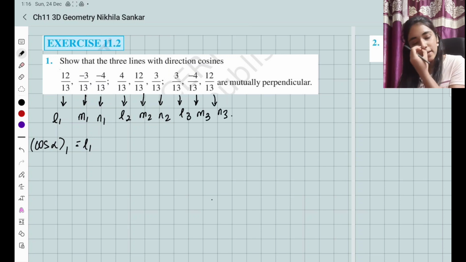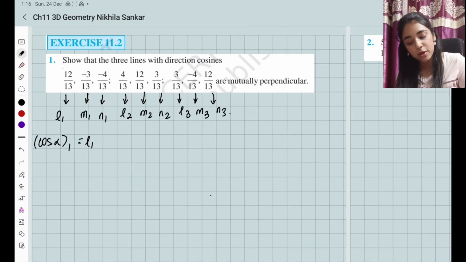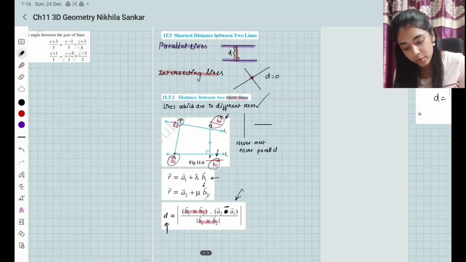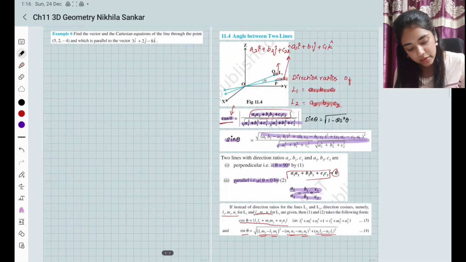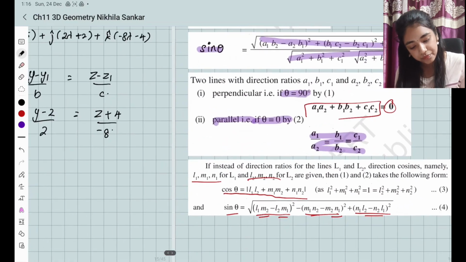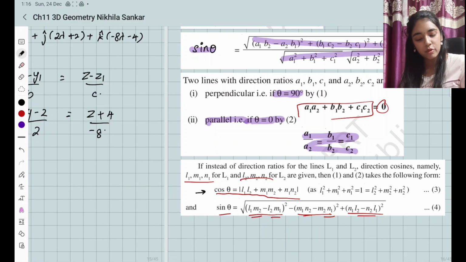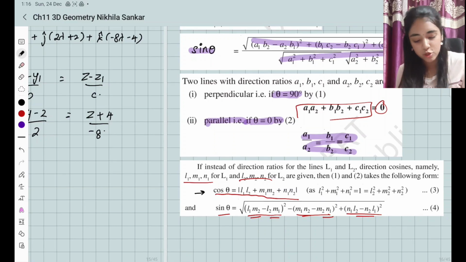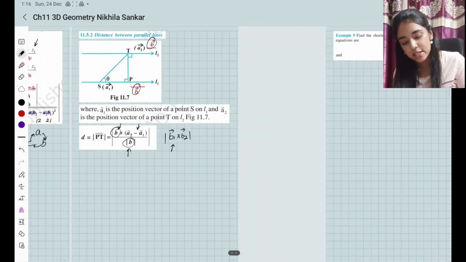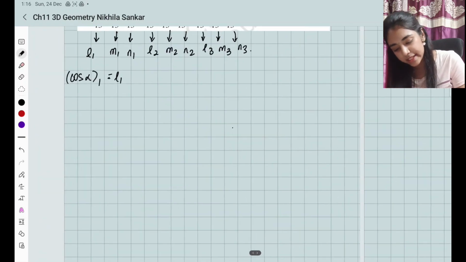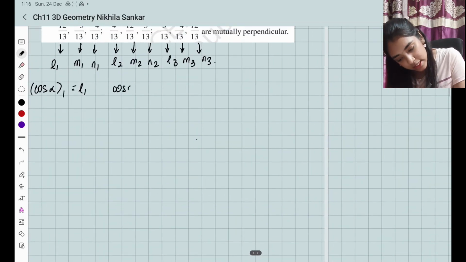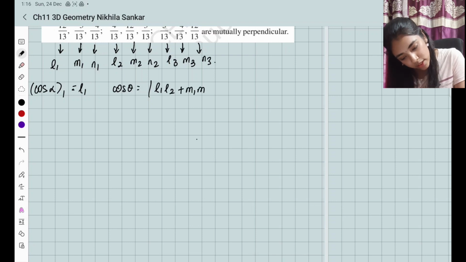Now how do we know these are all perpendicular? What have we learned? You have to remember a formula from what we learned. So from here, I have cos theta equals L1 L2 plus M1 M2 plus N1 N2. We learned this formula, so first let us write it down. Okay, so let me write that. I have cos theta equals magnitude of L1 L2 plus M1 M2 plus N1 N2.